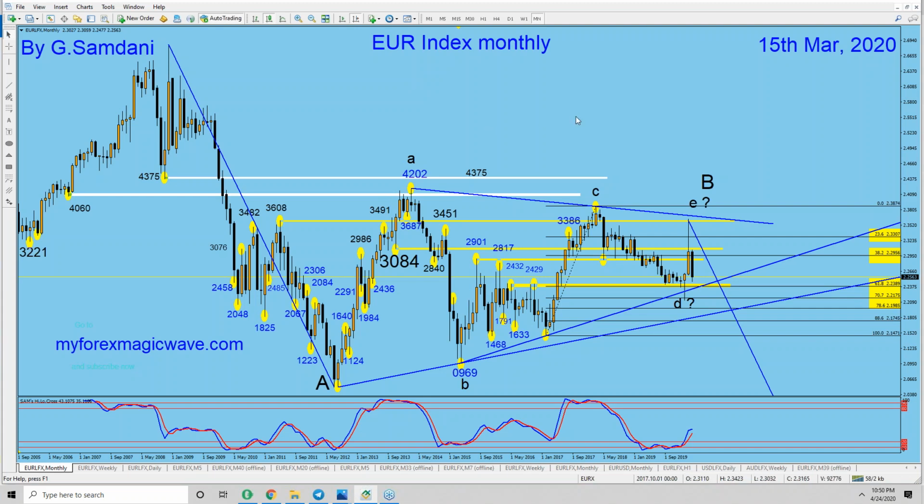Euro theme. I have Euro, I mean USD pairs, USD index, Aussie index, yen index, everything covered, which I post on the Telegram for my subscribers. So you can take advantage of that.